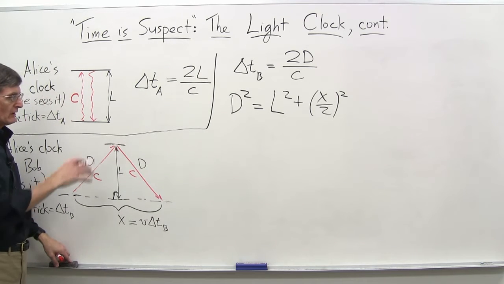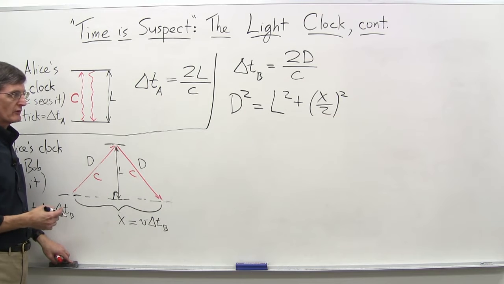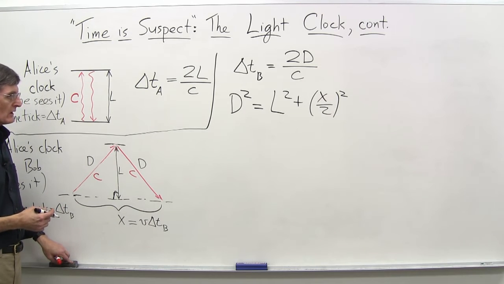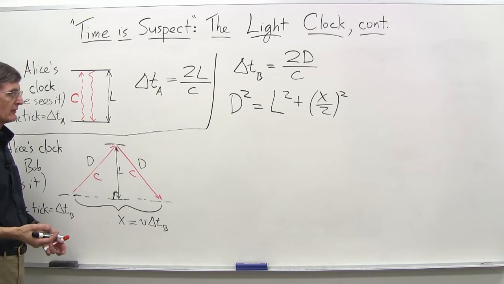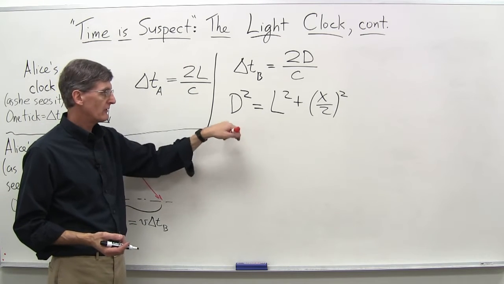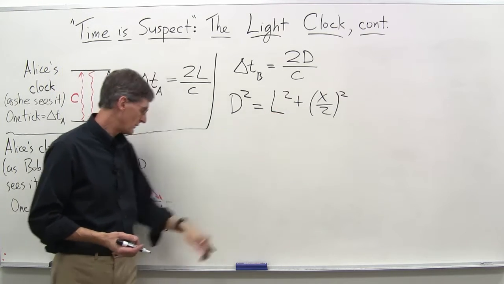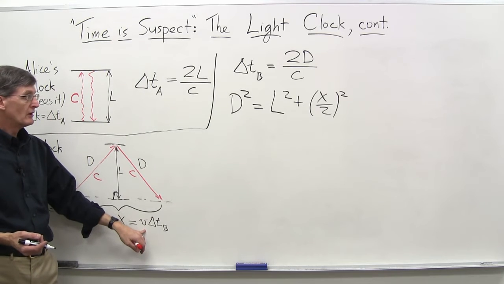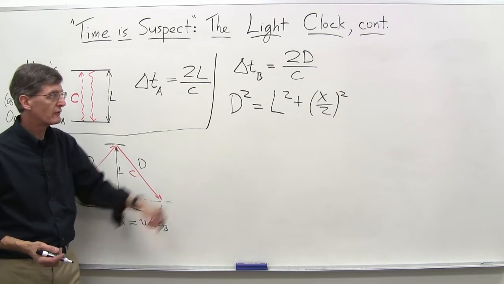So d squared equals L squared plus x over 2 squared. We can fill in some things here. We'd like to remember to get rid of the d and the L here, and in a minute we'll plug in this for x. But let's focus on d first.